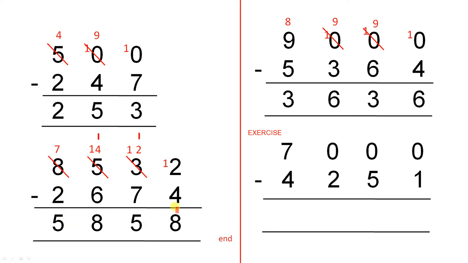So let's quickly check. 8 plus 4 is 12. 5 plus 7 is 12. 8 plus 6 is 14, and 5 plus 2 is 7. That's a very quick way of checking that you're correct.